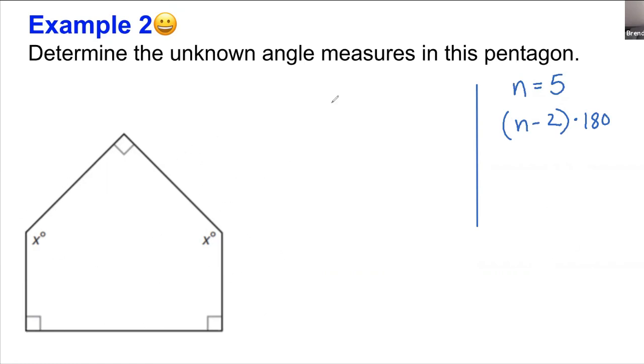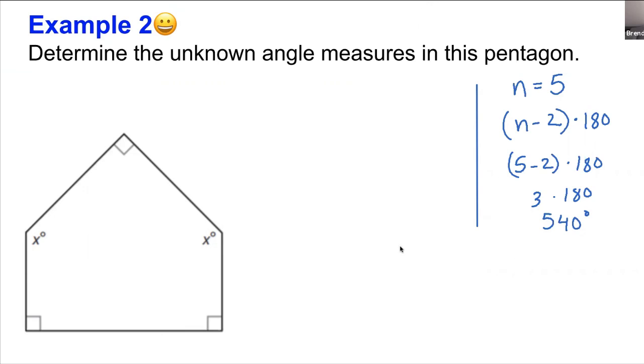What's the sum of interior angles? We already calculated that in our table earlier today. We're going to do the same here. So we have 5 minus 2 times 180. We have 3 times 180, which gives us 540. Yep, 540 degrees. So we know that whatever these angles are, whatever their measurement is, their total is going to be 540. All right, so let's now create our equation.